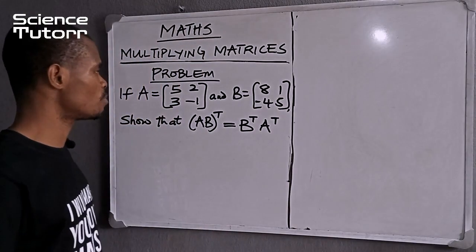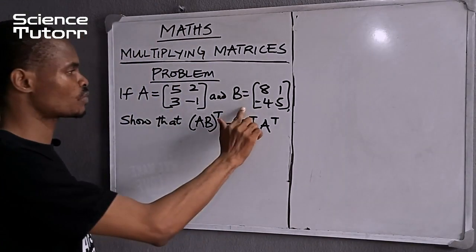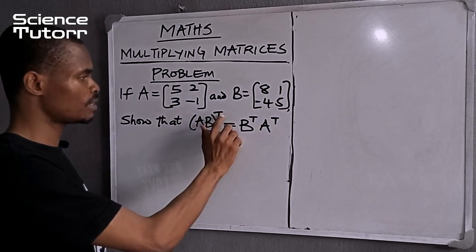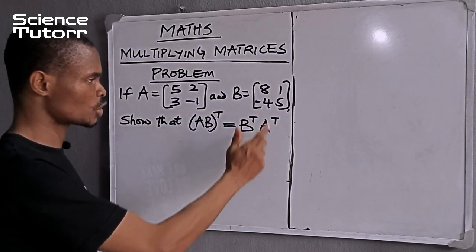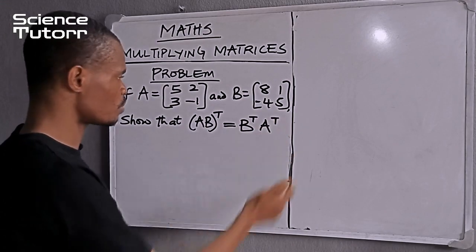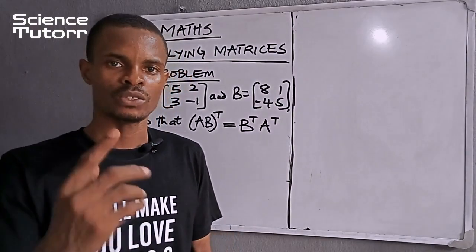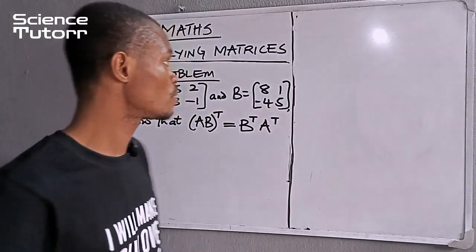We have a question on the board. We have two matrices A and B and we are told to show that (AB) transpose is equal to B transpose times A transpose. Now to introduce us to this section is what we call the transpose of a matrix.